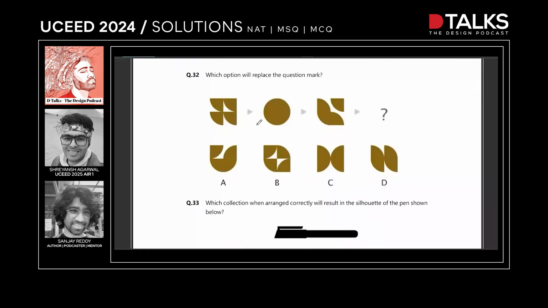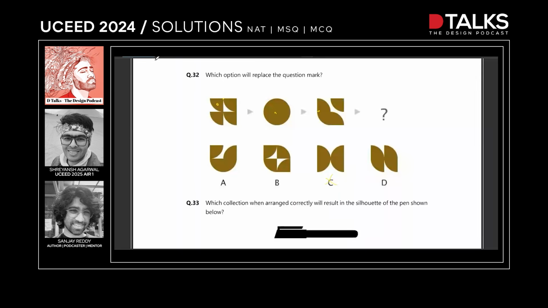32. Which option will replace the question mark? So let's go one quarter circle at a time. If you see the first quarter circle, let's see the corner. First time it's top right, then it's bottom right, then it's bottom left. Pretty obvious it's going to be top left, right? So A and B can be the correct answer.